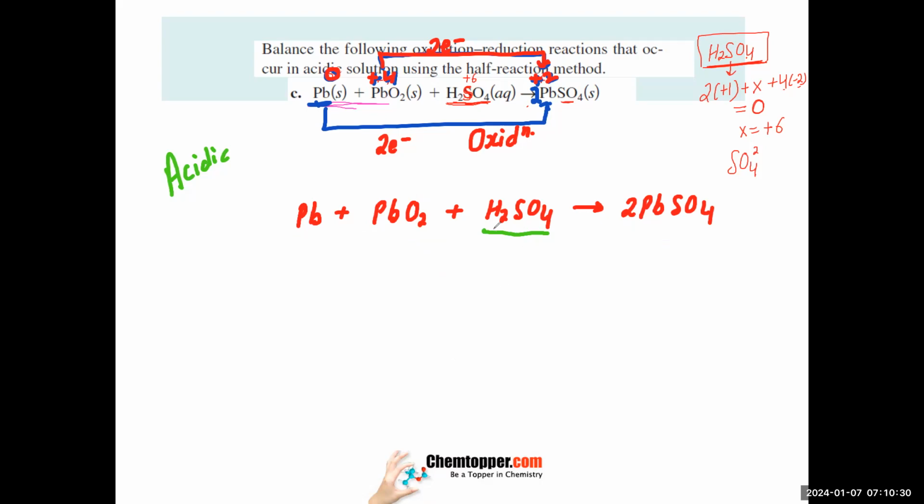I need to do that. See here. Two hydrogens. So I need to add one water on the right side. Now hydrogens are balanced, right? Now the last step, check oxygen. Can you tell me how many oxygens are here on the left side? Left oxygens.